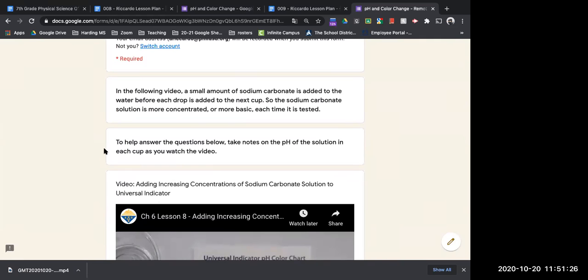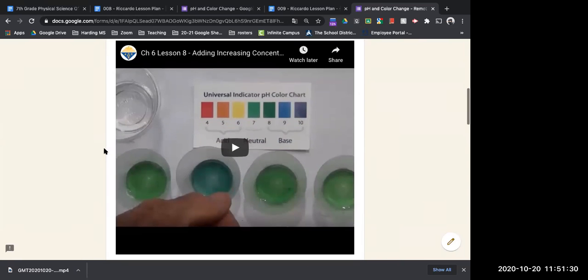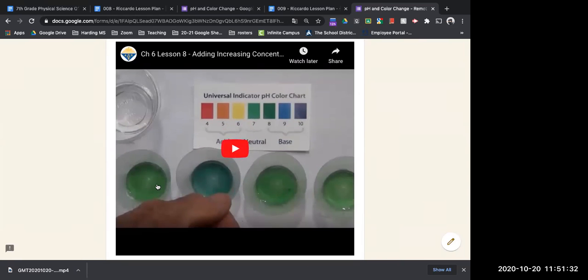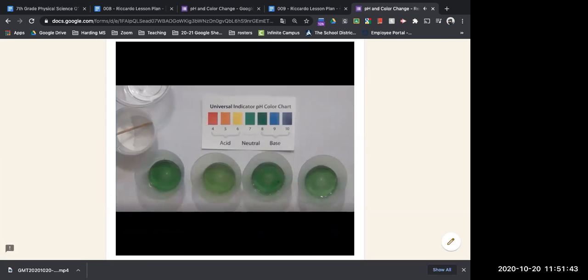To help answer the questions below, take notes on the pH of the solution in each of the cups as you watch the video. So it's going to start out green, and then it's going to go dark green, and it's going to go blue, and then it's going to go violet. That's my hypothesis. The cup of clear liquid at the top left contains water. Below that is a small cup with a toothpick and sodium carbonate powder. The 4 small cups at the bottom contain green universal indicator solution.